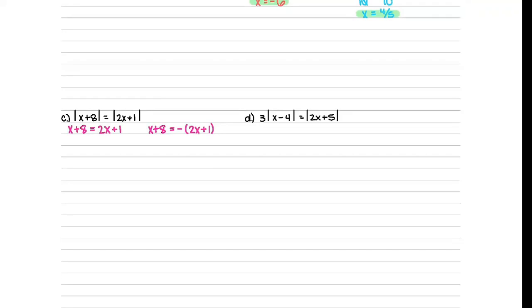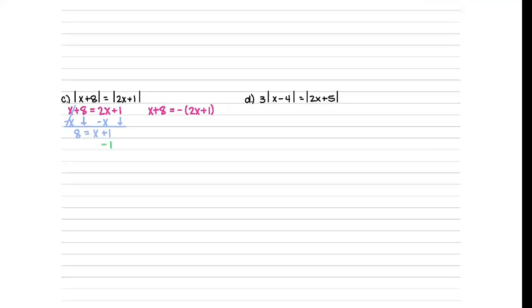From here, I'm going to solve my equation on my left side first, so that x plus 8 is equal to 2x plus 1. I'm going to start by subtracting my x from each side. My 1 is going to drop down, my 8 drops down, and my x's cancel. So I have 8 is equal to x plus 1. From here, I'm going to subtract my 1 from each side, and I get that x is equal to 7.